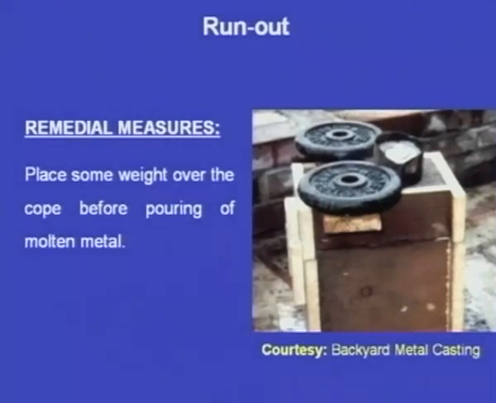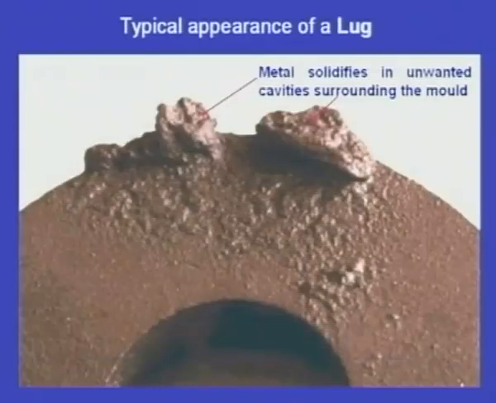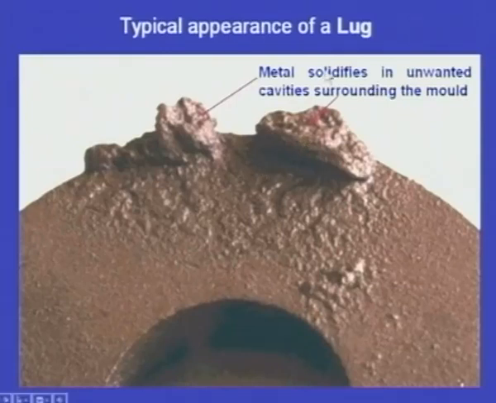Next, let us see the lug in this classification. And this is the typical appearance of a lug. Metal solidifies in unwanted cavities around the mold. Unwanted cavities are there around the mold cavity, and the molten metal goes into these unwanted cavities and solidifies, that is a lug.